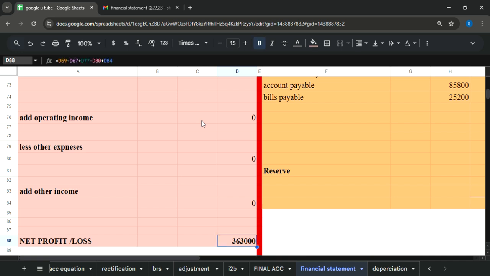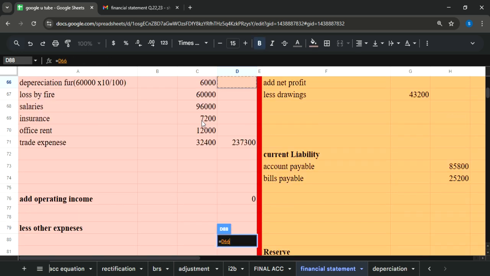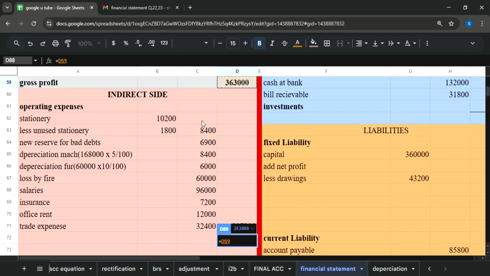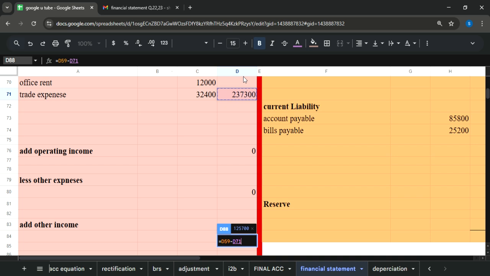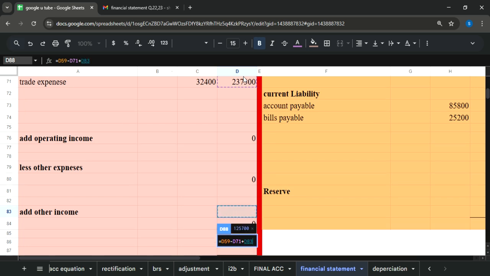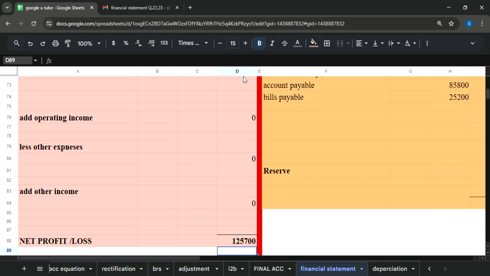So we can now start our calculation of net profit, where we need our gross profit, this one. Then you will subtract all of your operating expenses. For just practice I'm letting you know, then you need to add your operating income, you need to subtract other expense, you need to add your other income. In this way all calculations are completed. So we have got our net profit 125700. Let's check it out.